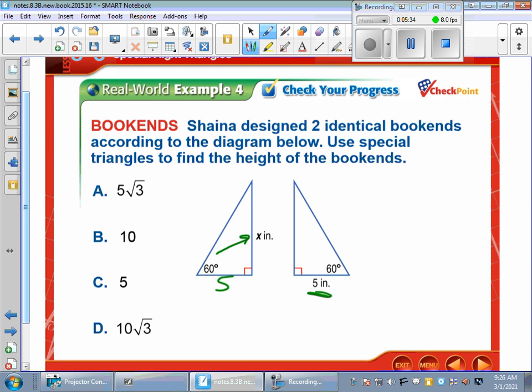Long leg. 30 is here. We have the short leg. How do you go from the short to the long? You just simply times that by the square root of 3. Final answer is A.